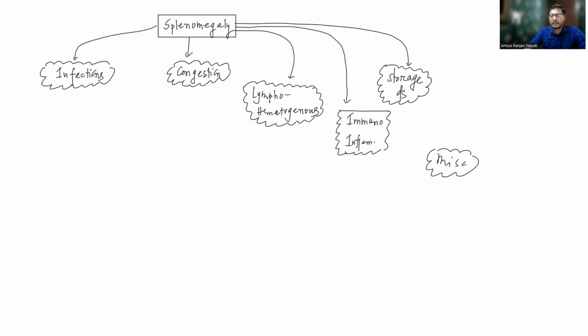Hello everyone. In this lecture, we are going to discuss some of the pathologies of spleen. So first we'll start with splenomegaly. First we'll discuss what are the causes of splenomegaly.